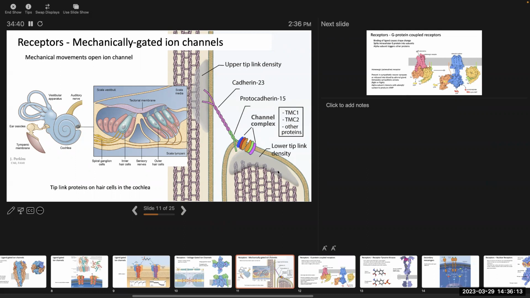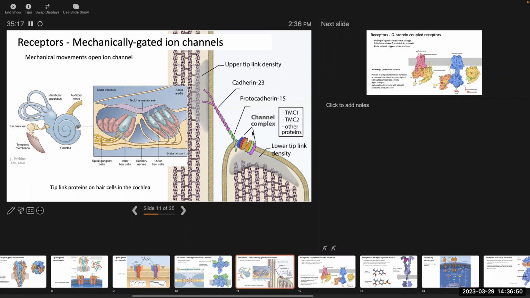cells. And it turns out the adjacent cilia, the adjacent hairs on these hair cells, are connected by these proteins called cadherin. And as the hairs sway back and forth in response to the movements of the fluid in the cochlea, in response to these sound waves that are traveling through the fluid in the cochlea, and as these hair cells move back and forth, the cadherin actually pulls on this cluster of proteins down here.